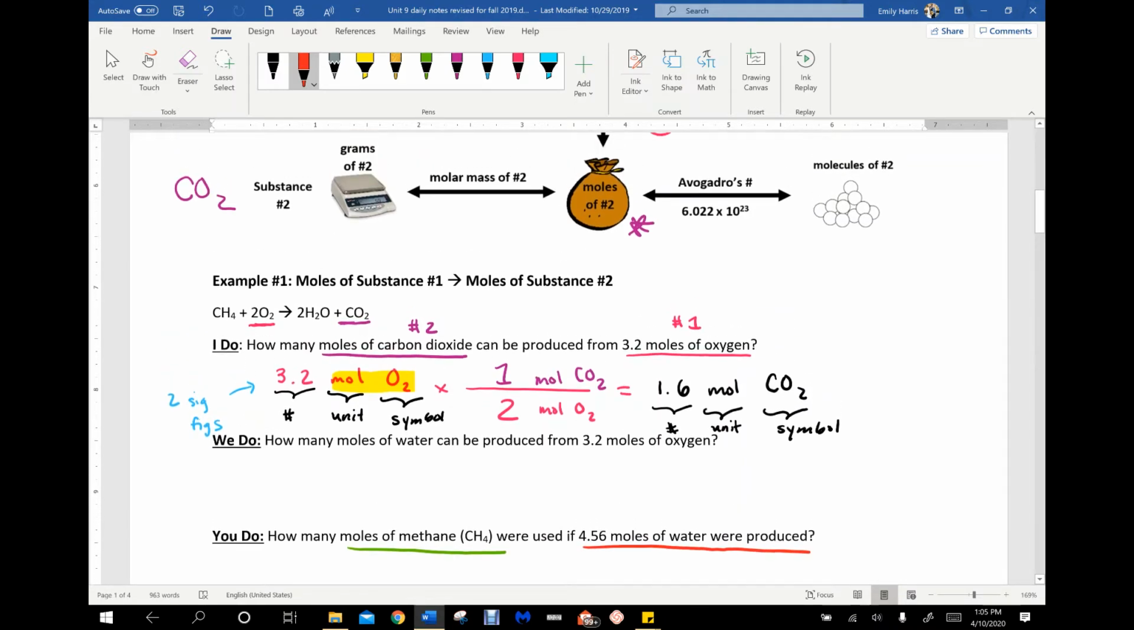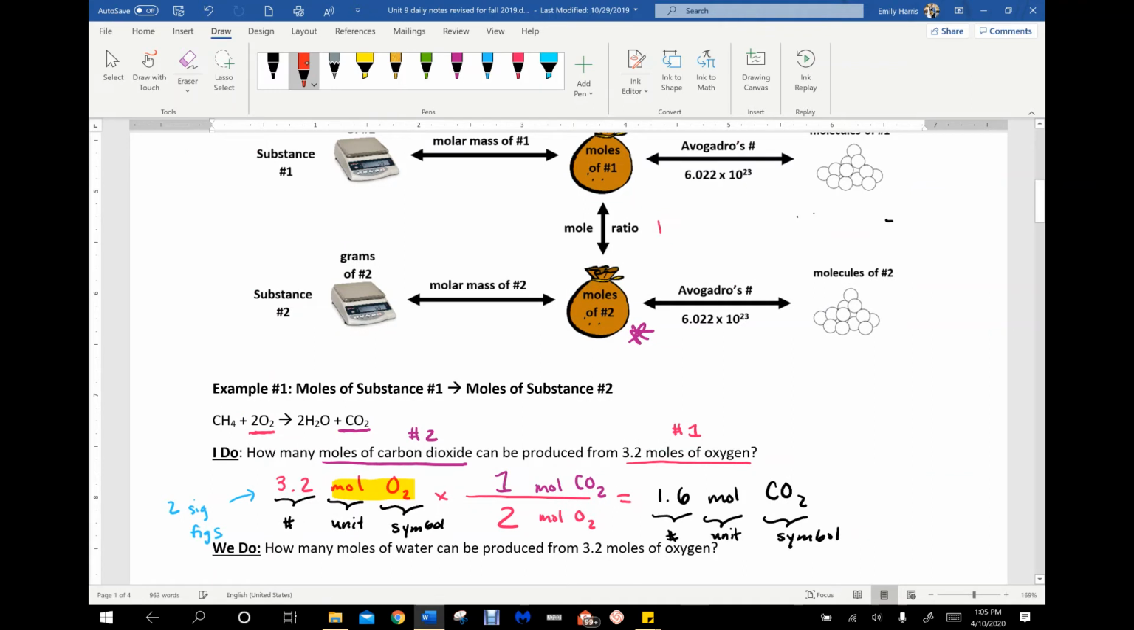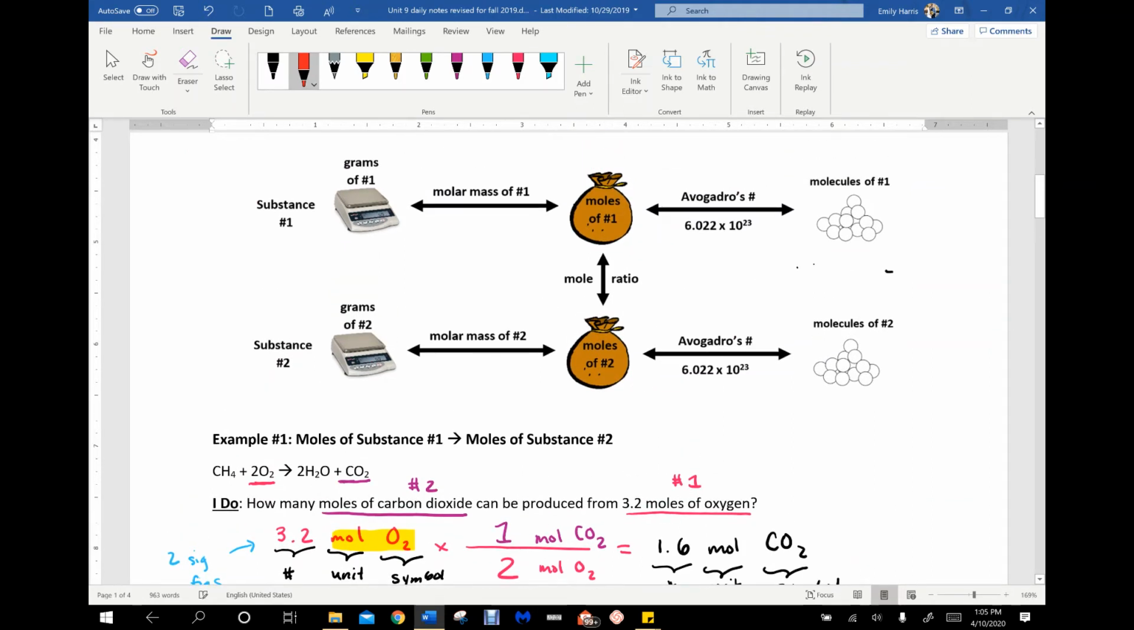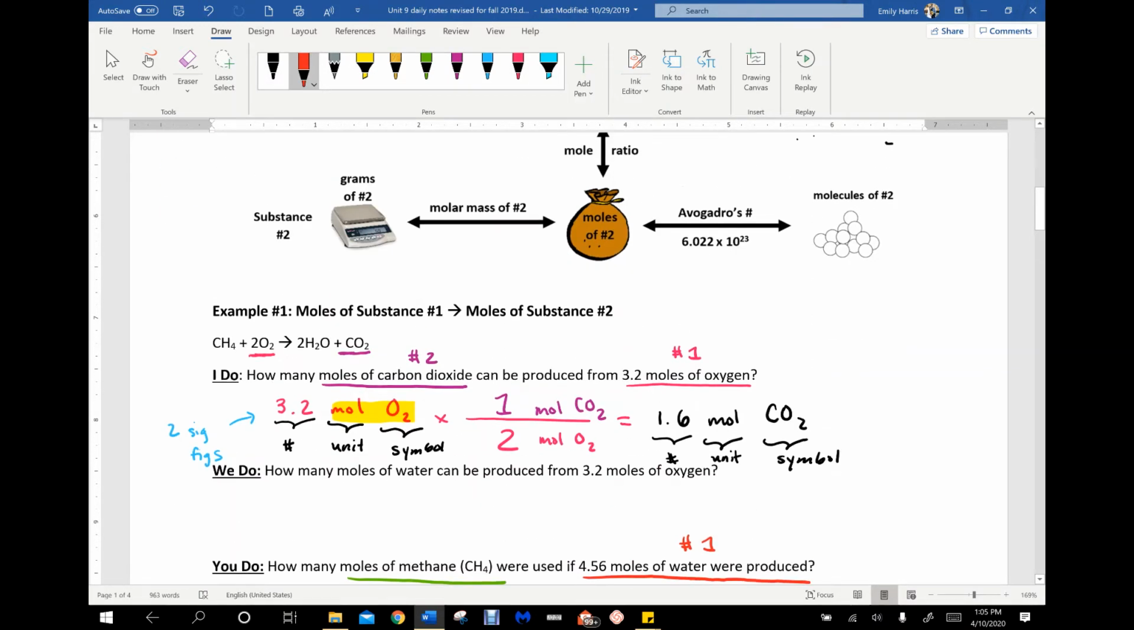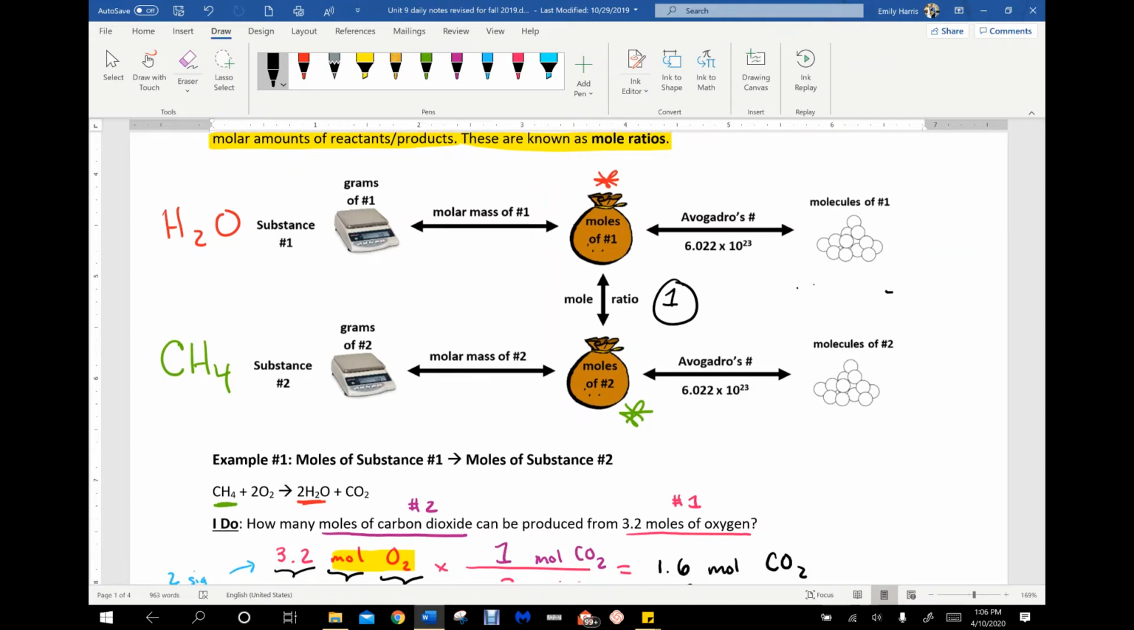All right, so here they kind of give us one of the products as our starting substance 1. So we're going to be starting with water. And then they're wanting us to kind of backtrack and figure out how many moles of methane were used. So we're trying to convert from water to methane. We're starting in moles of water, and they want us to end at moles of methane. So this looks to be a one-step problem that will just use the mole ratio from the coefficients.